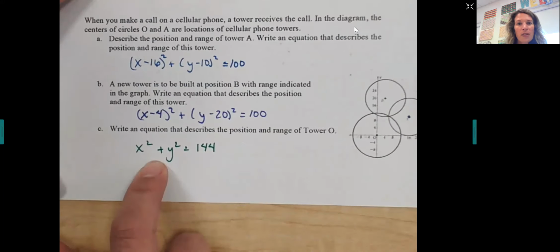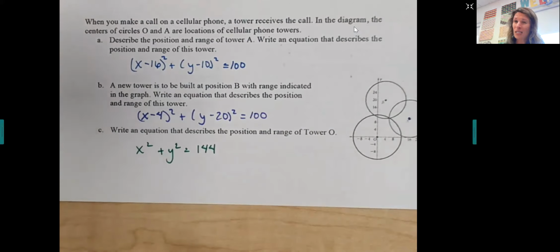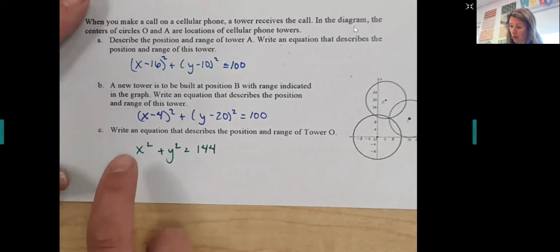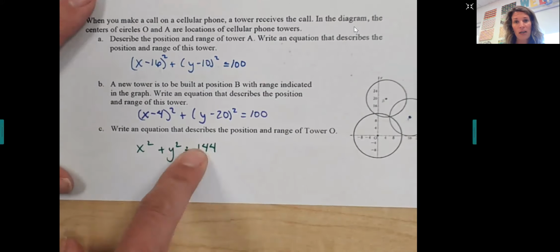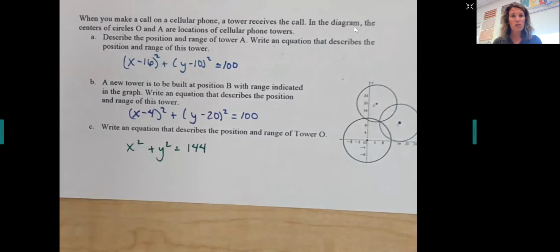Notice for C that because it's at 0, 0, x minus 0 is just x squared. So that's why it's x squared plus y squared. And then I found that that radius was 12.